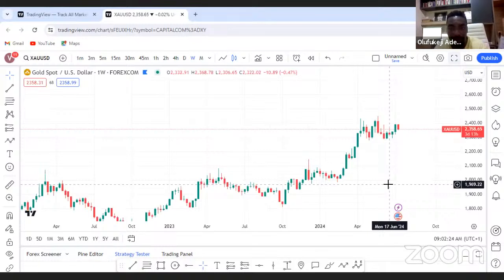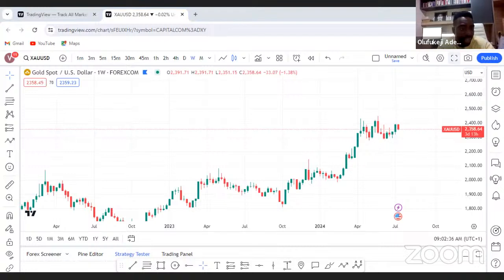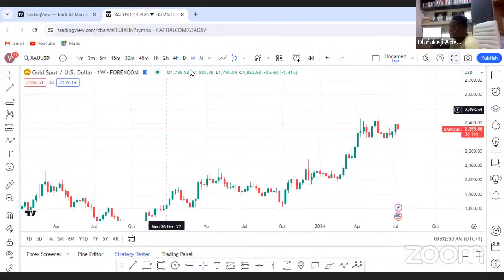Immediately that happened, it made me realize that we really can't wait for that relationship to come back before we trade gold. And a second thing, okay, so this is gold since last year. If you can compare it with DXY, overlay DXY on that chart. So that's the first thing.